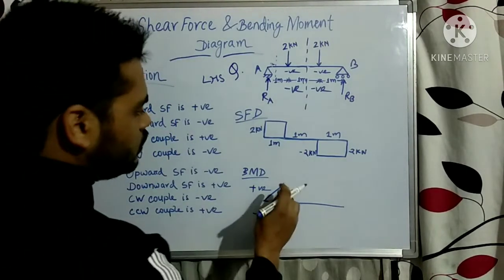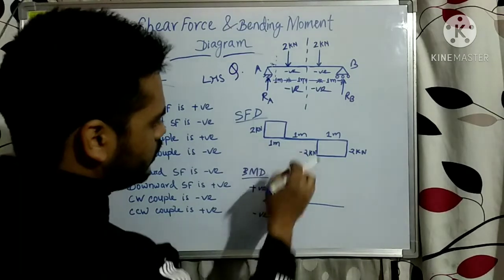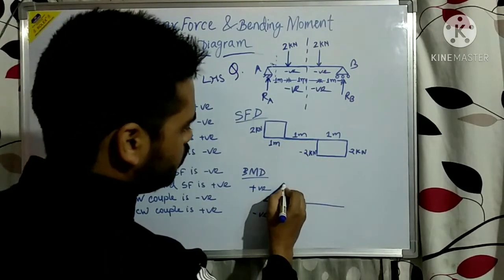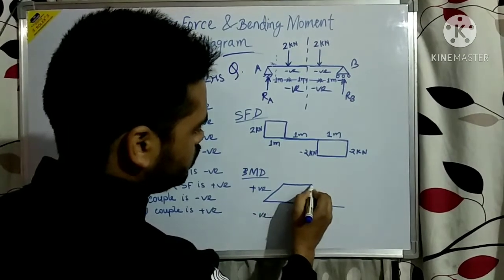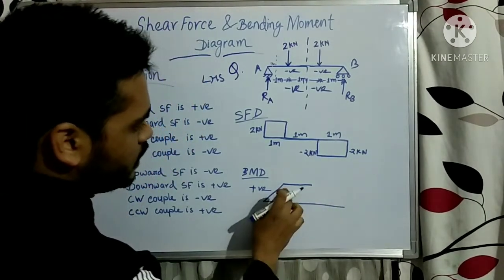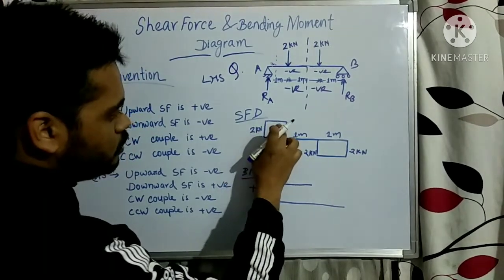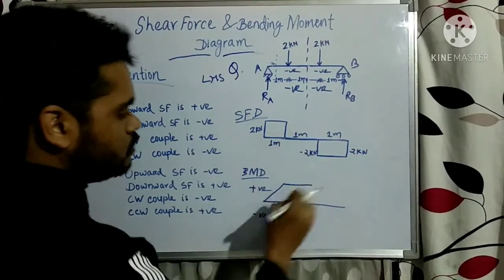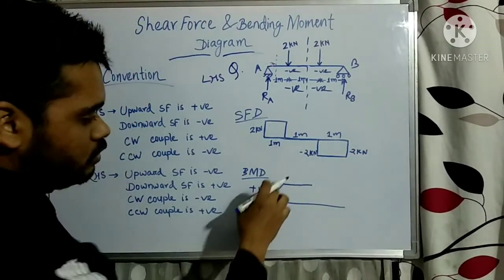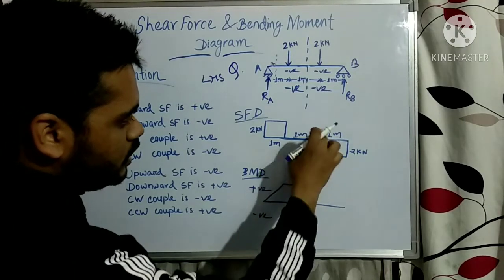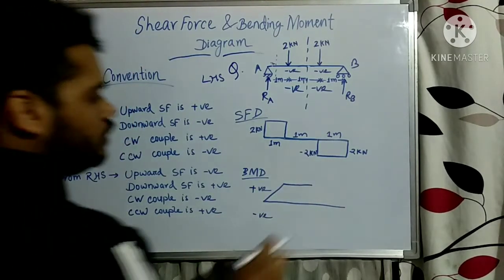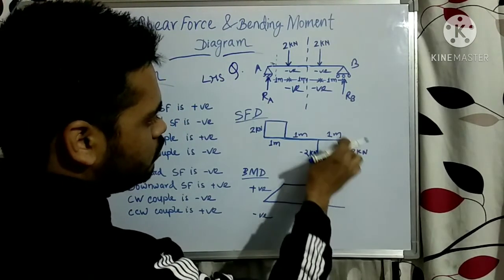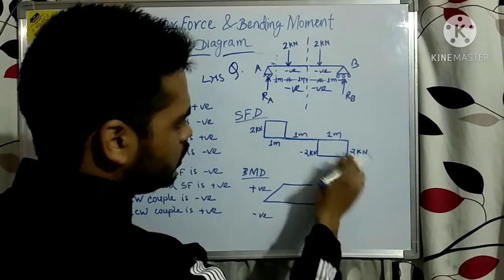After going from here to here, there is no shear force, so the bending moment will be constant. It will not be linear. This is linear because there is constant shear force, and where there is no shear force, there is constant bending moment. So this bending moment will continue till this point. After reaching this point, the bending moment is 2 kilonewton into 1 meter, that is 2 kilonewton meter.